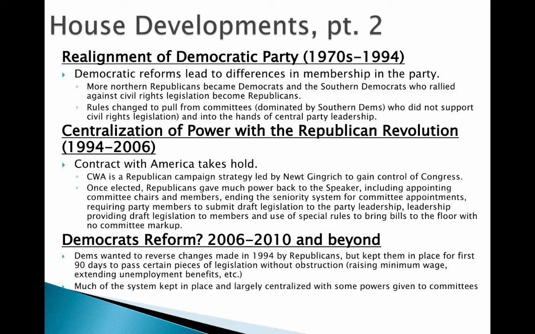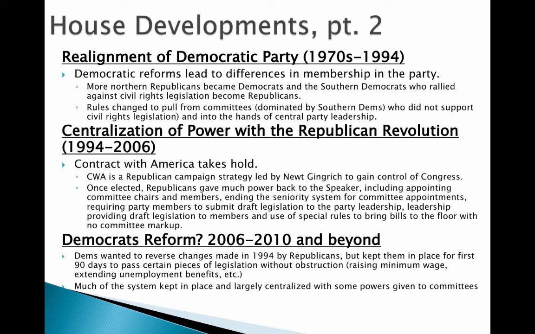The Democrats, led by Nancy Pelosi in 2006, took back the House and claimed we're going to reform it. And they did a little bit, but not entirely, because they also wanted to get things done as well. And they noticed that that was easier when the power was centralized. So much of the system is still centralized today. It's a little less centralized than 1995 era. However, it is more centralized than 1910 to 1960s.